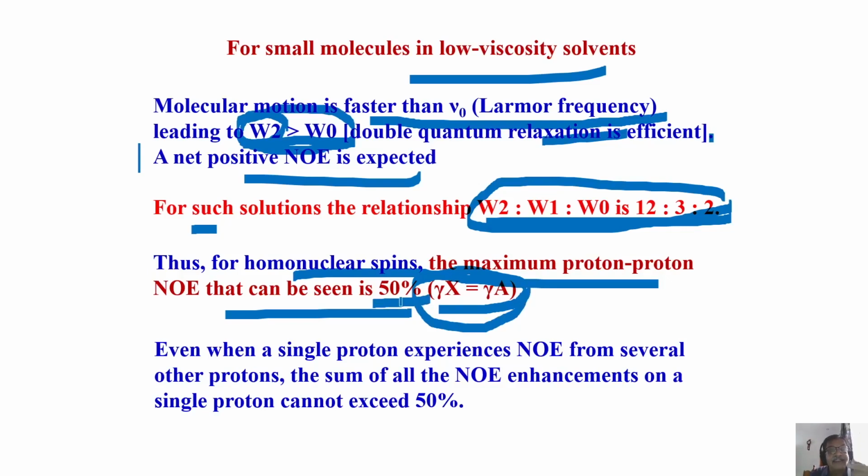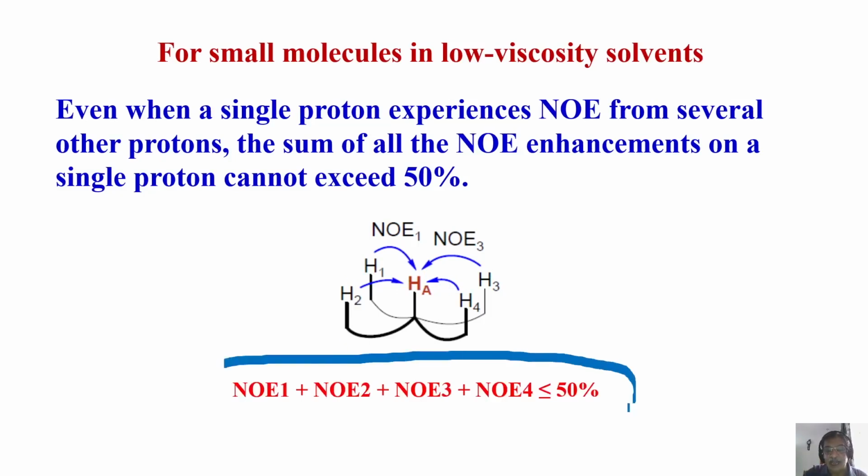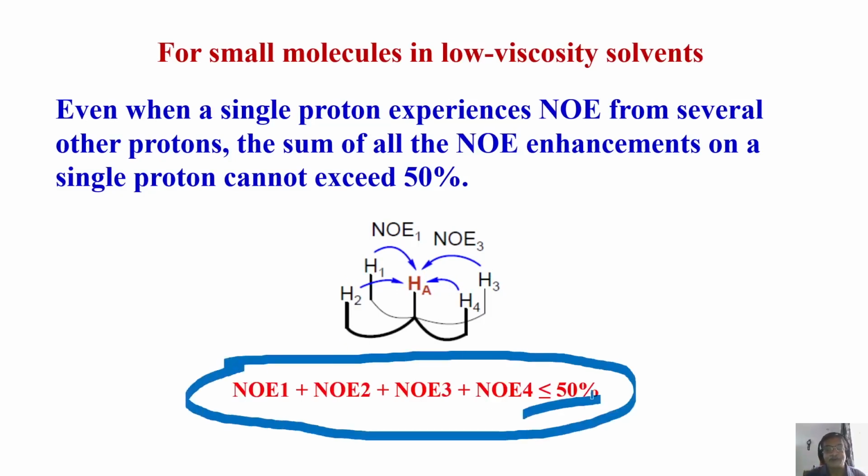This is not just for one molecule. In a given molecule, for example, one spin can experience NOE with a variety of other protons which are close in space. This can have NOE with this, NOE with this, NOE with this. Now each of them cannot give 0.5, 0.5, 0.5 and add up to 2. No, not that you will get 200% enhancement in intensity. Together, if you calculate each individual NOE, the maximum NOE cannot be more than 50%. It should be less than or equal to 50%. It cannot exceed 50%. This is for small molecules in low viscosity solvents.